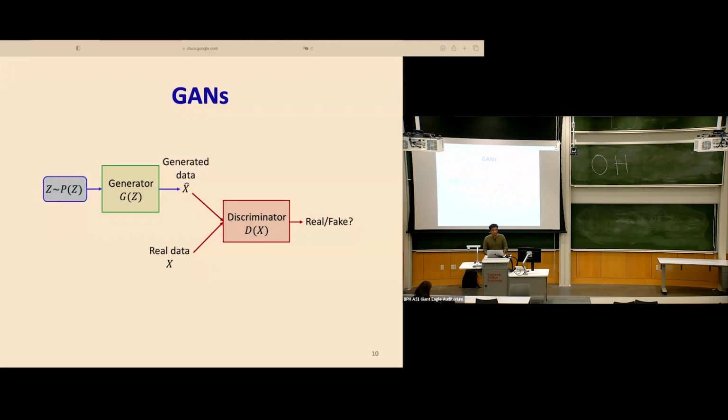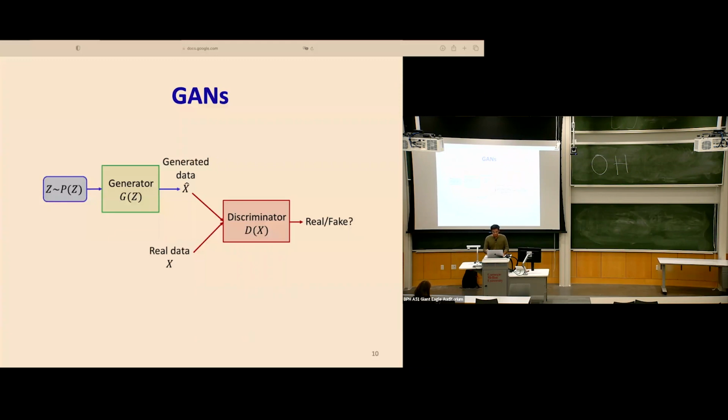So coming back to GANs, here's a general framework of GANs that we've seen. We have a generator which samples from a random noise distribution, which generates fake images, and it tries to make them as close as possible to the real data. And we have a discriminator, which is a binary classifier telling us whether an image is real or fake.